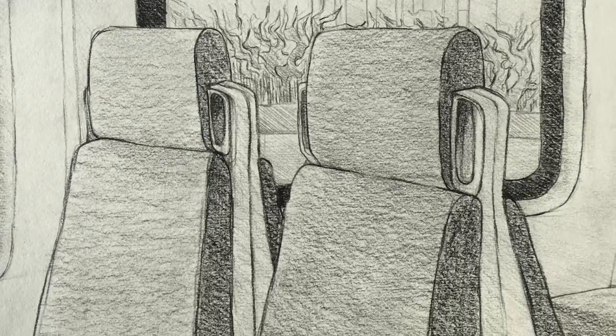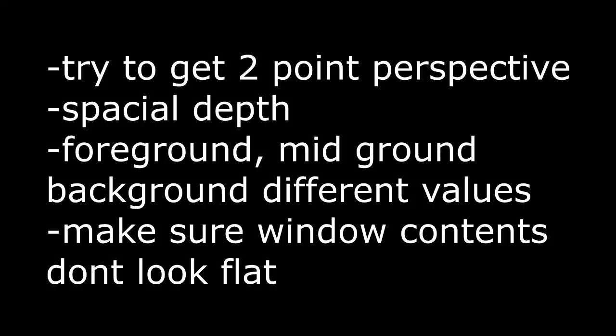If you're doing a window or a setting, make sure that it's 2-point perspective. Make sure that it isn't flat, that it looks like there's depth within the window and depth within the space before the window. So the foreground and middle ground is where the window is, and then the background is where the spatial depth really should be, where the trees or the houses are. Make sure that it looks like there's actual depth, and it's not just like you're looking at a painting in a house.